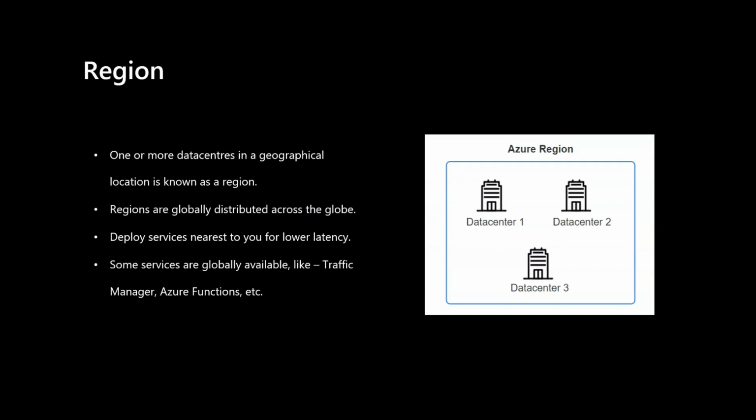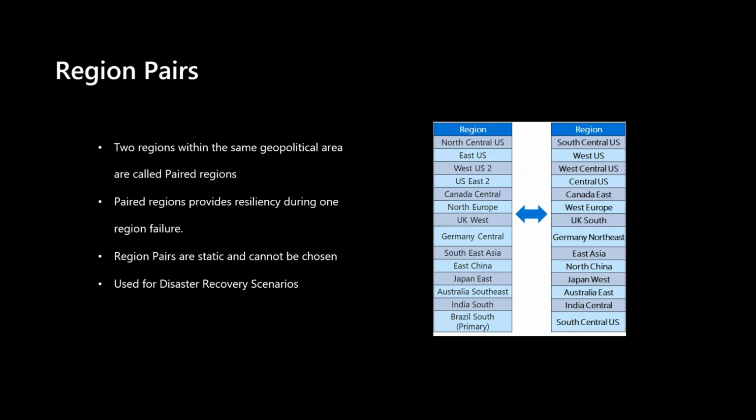There are some services in Azure that are globally available. That means they are not assigned or deployed in a specific region, like Traffic Manager, Azure Functions, and many more. Now let's see what region pairs are. Some regions are paired with another region, and these paired regions are typically located within the same geopolitical area. Regions are paired to ensure that if there is a disaster in one region and the region goes down, then the second region will be up and replicate your data from the first region.